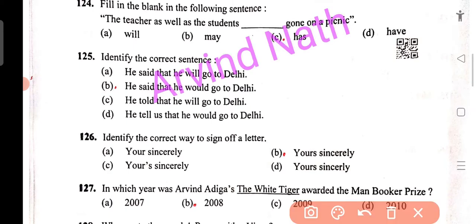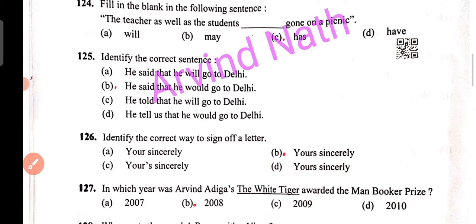Now the 126. Identify the correct way to sign off a letter. So option number B will be the correct. Yours sincerely. The spelling will be the same as in option number B. All are given, meaning likely the same, but the appropriate option will be option number B. Yours sincerely.